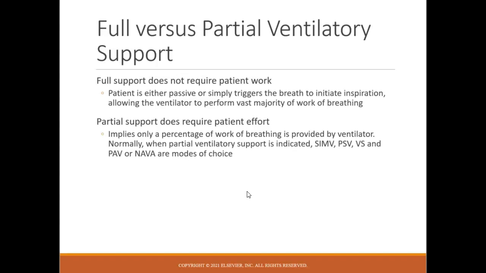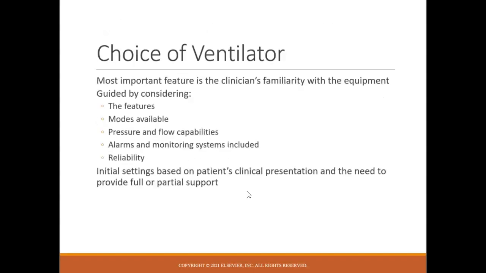your neuro assisted ventilation. So full support means that the patient does not require any work. The patient can trigger over the set breaths, but they're not really required to because their ventilation needs are being met through the settings on the machine. Partial support does require some patient effort. It implies that some percentage of the work of breathing is expected from the patient and the other percentage is done by the ventilator. So your partial support modes of ventilation are your SIMV, pressure support, volume support, proportional assist or NAVA. All of these are providing some support, but requiring varying levels of patient effort.